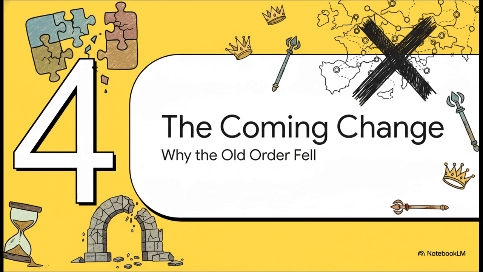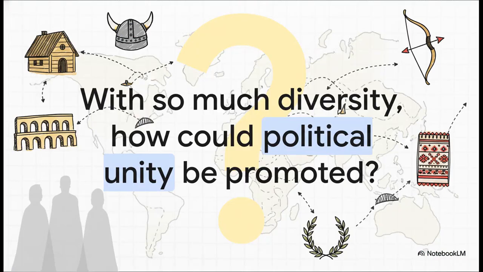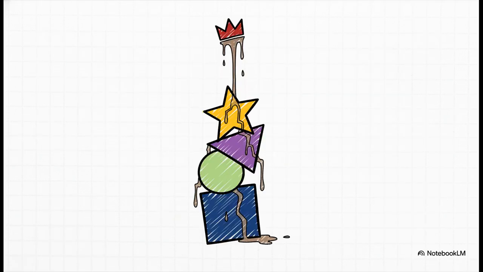So now we ask, why was this system so unstable? This is really the main problem. With so much difference, different languages, different cultures, different peoples all living side by side or under one ruler, how could you possibly create a feeling of real political unity? How could you make them all feel like they were part of the same team? And the simple answer is, in the long run, you couldn't. The differences were just too big. Just being loyal to a faraway emperor was not a strong enough glue to hold such different peoples together permanently. The foundation of this system was just not strong enough.